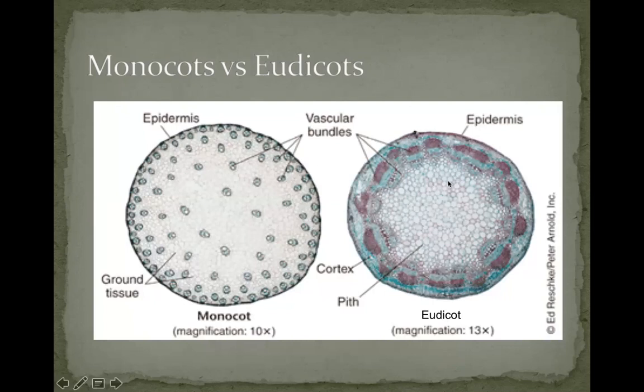But here's your central pith, which is mostly made up of parenchyma. And then you have your individual vascular bundles arranged in a ring. In between your vascular bundles are your pith rays, which again is just parenchyma. So your vascular bundle is always xylem to the inside, phloem to the outside, and then each vascular bundle will always have a fiber cap. And then to the outside of those, you have your cortex and then your epidermis, which is still your outermost layer.